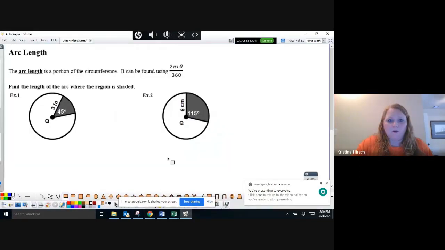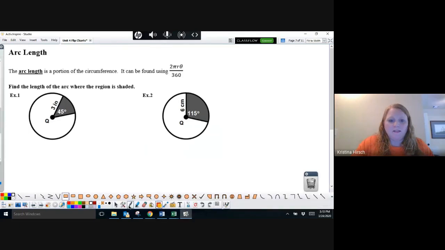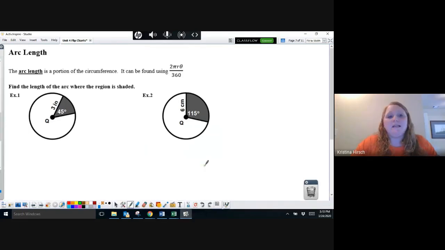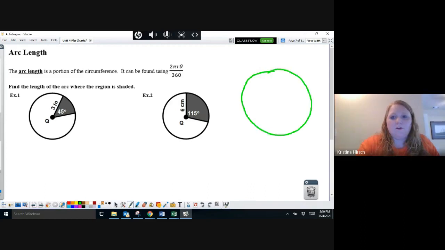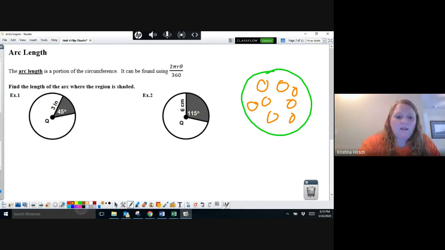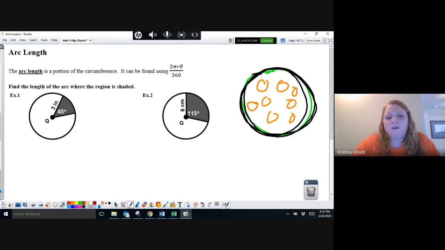And I want to talk to you a little bit about arc length first. All right, so arc length is basically a piece of a circumference. So it's the portion of a circumference. So if you think about a circle, and if this was a pizza, right? Here's my little pepperoni pizza. All right, it's not a cute pizza, but there's my pizza. Well, the arc length is the crust of the pizza. All right, the outer edge. So it's a portion of the circumference.